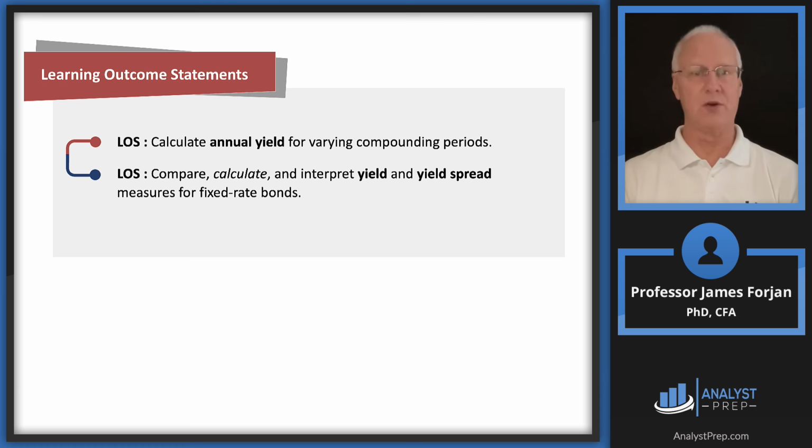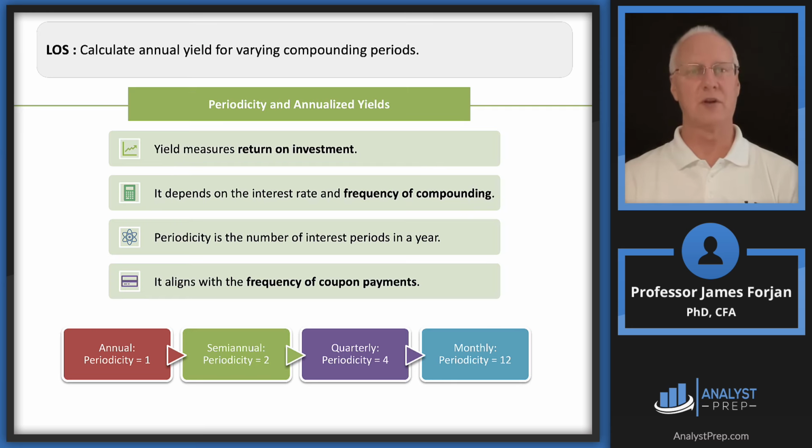There's that annual yield over varying compounding periods, but we're also going to have to compute the annual yield for bonds that have embedded options, and then we'll have to worry about yield spreads at the end of this slide deck. So let's go ahead and start with this concept of varying compounding periods, and we'll call this periodicity and annual yields. All right, so what do we know about yield to maturity?